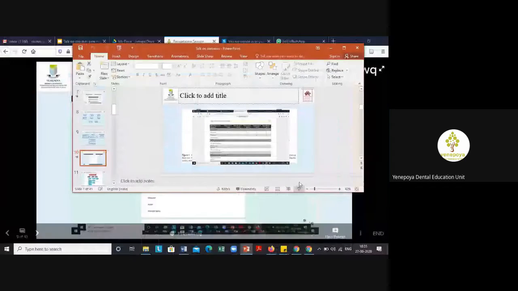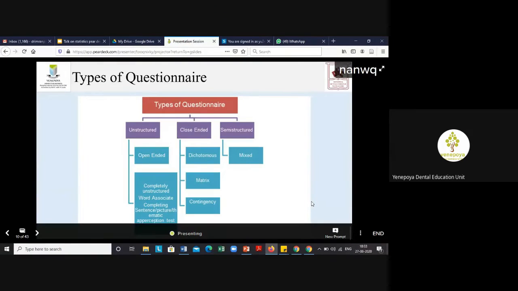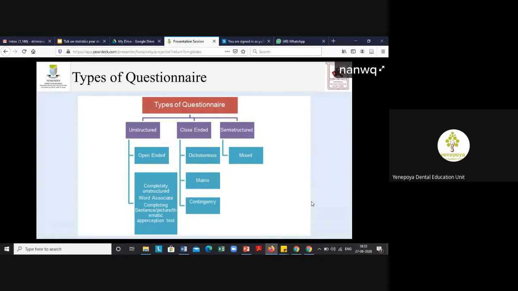So let me toggle to my presentation. Yes. So coming to what are the different types of questionnaire? I'm not going into detail. It can be unstructured, it can be closed-ended, it can be semi-structured. Basically, these are all the types of questions you include in your questionnaire. You can combine all these three forms. You can actually mix and match as well, so that your study becomes very important.